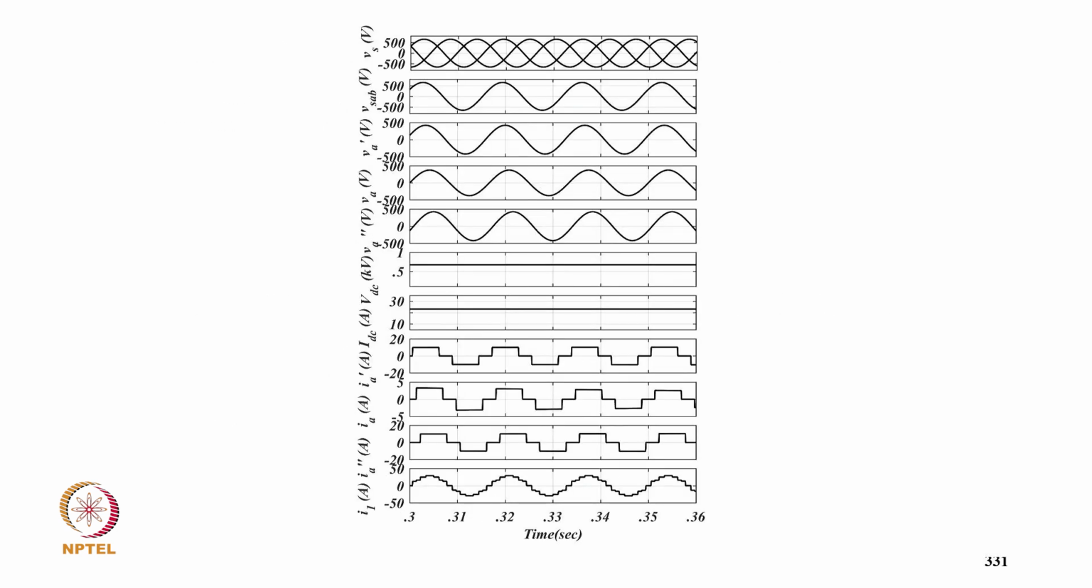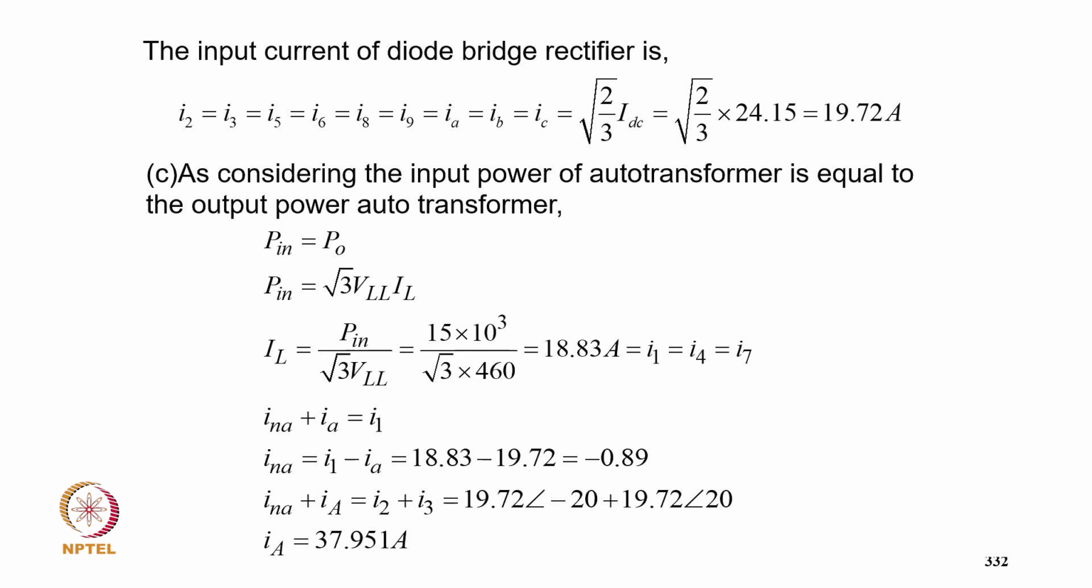These are the simulated waveforms: 3-phase supply voltage, then line voltage, phase shifted voltage, all 4 phase shifted voltages, then DC link voltage, DC link current, all 3 bridge currents, and the net supply current. And coming to input current of all I2, I3 up to I9, and IB equal to root 2 upon root 3 IDC, that comes to 19.72 ampere. In upon P, so IL comes here 18.83 ampere, and INL plus IA equal to I1. From this you get INA equal to minus 0.89, and putting INA plus IA equal to I2 plus I3, putting the value, it comes IA equal to 37.95 ampere.